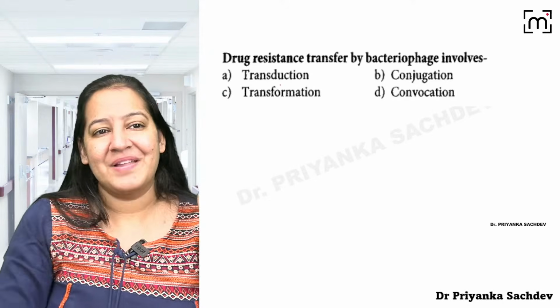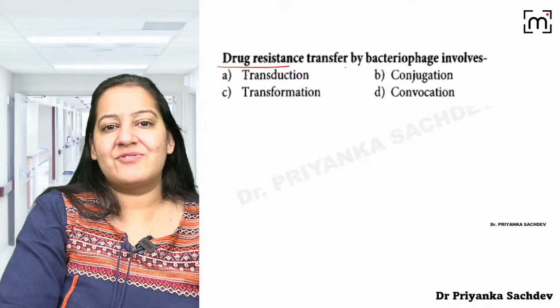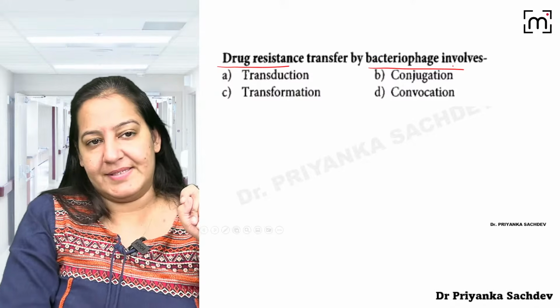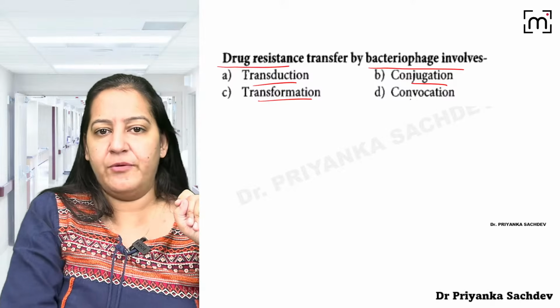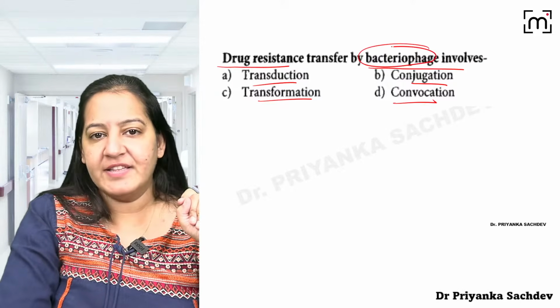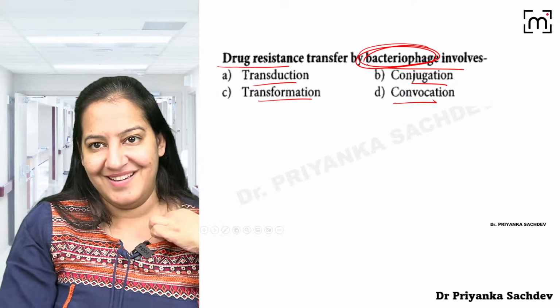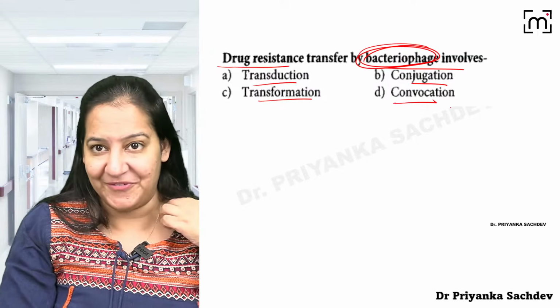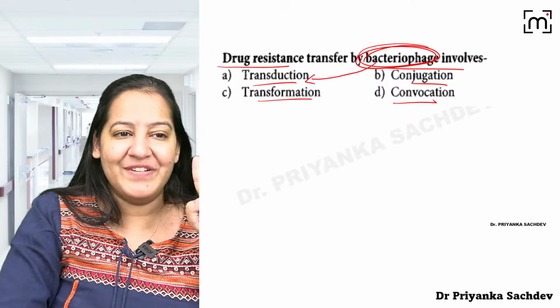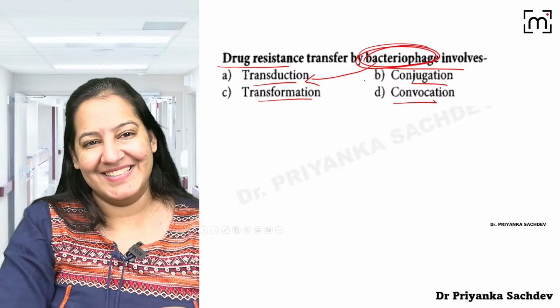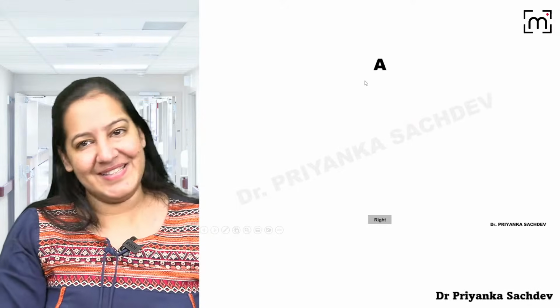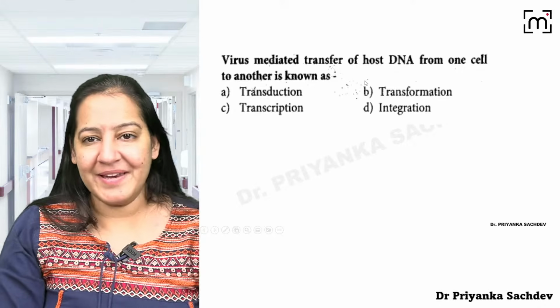It's very easy. Drug resistance transfer by bacteriophage involves: transduction, conjugation, transformation or convocation, via the agency of the bacteriophage? I'm asking about the agency of the bacteriophage. Yes, the agency of the bacteriophage is transduction. You all are absolutely right. Well done. So the correct answer here is A. Can you tell me the next question?